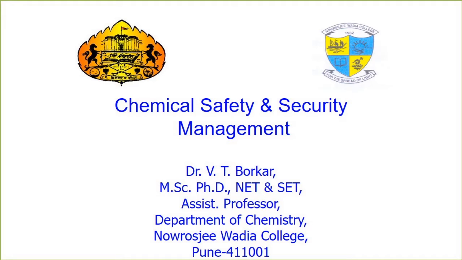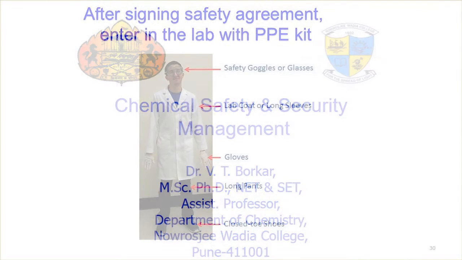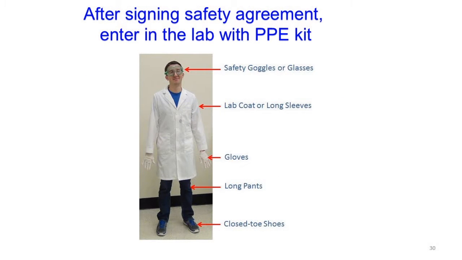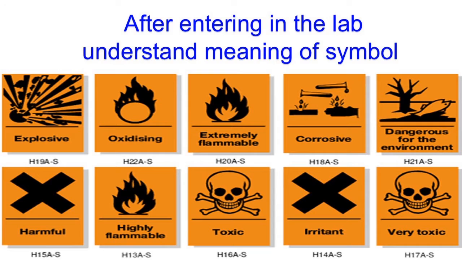Today I am going to explain chemical safety and security management. Students should enter the lab after signing a safety agreement, with the full personal protective equipment kit, that is the PPE kit. It contains safety goggles or glasses, lab coat or long sleeves, gloves, long pants, closed toe shoes, etc. After entering the lab, understand the meaning of the symbols.